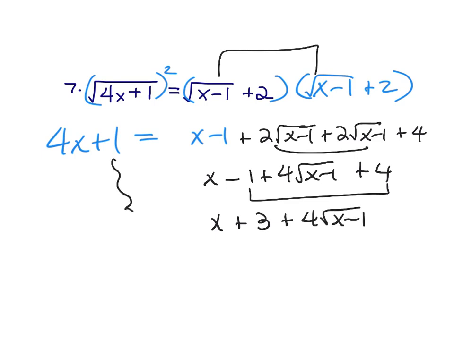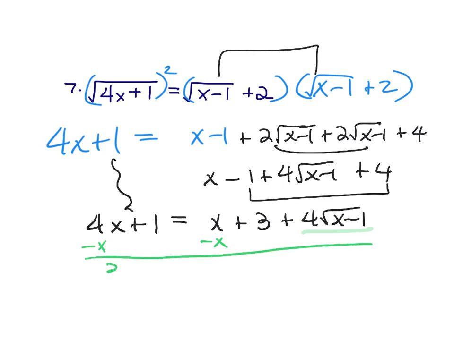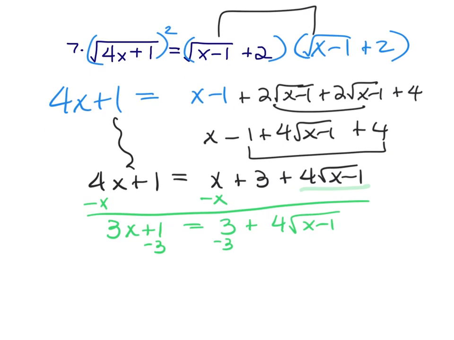Now let me go ahead and drop down what I got after I squared that left radical. And now I need to isolate this other radical over here. So I'm going to move the x over. 3x plus 1, 3 plus 4, x minus 1. Move over the 3. 3x minus 2 equals 4 times x minus 1 under the radical.